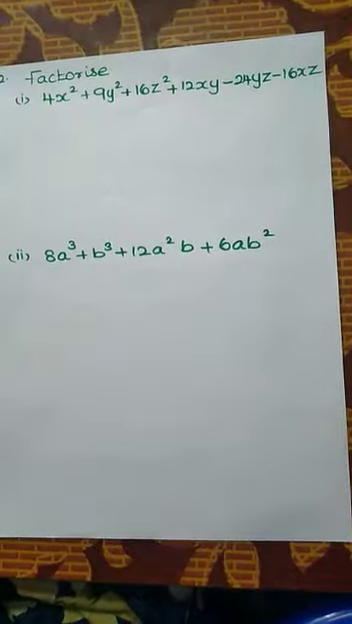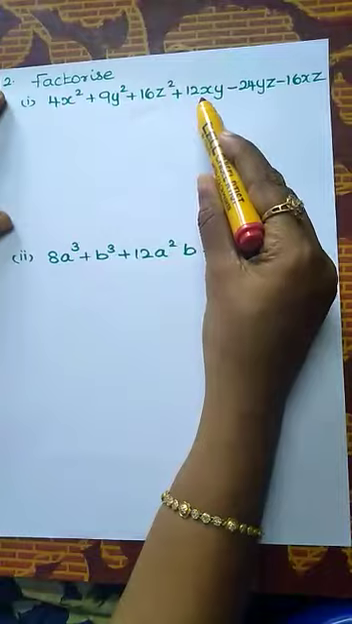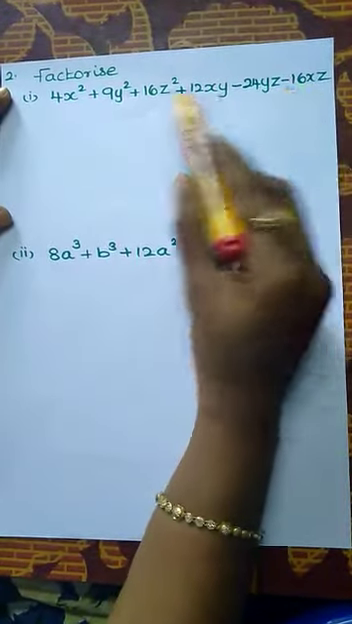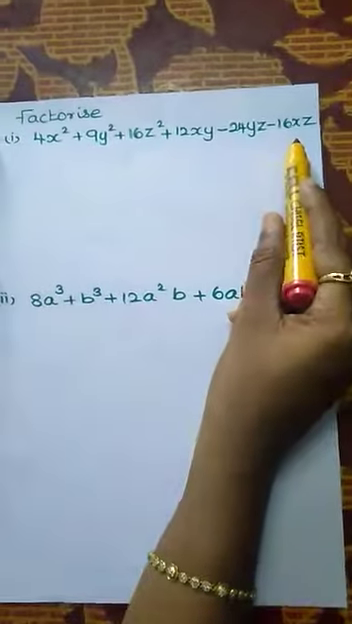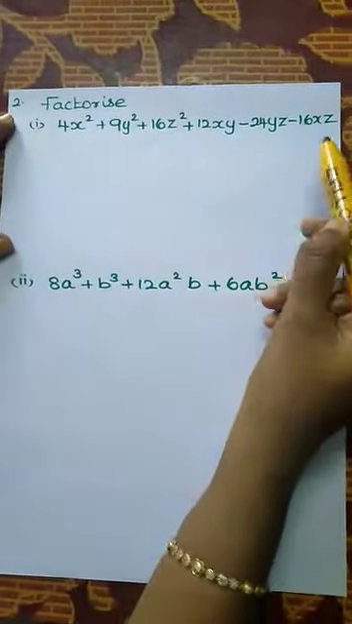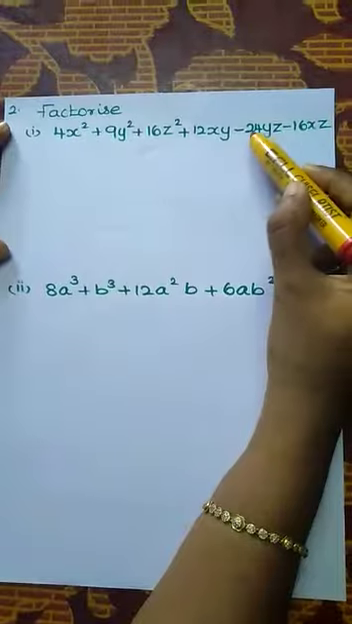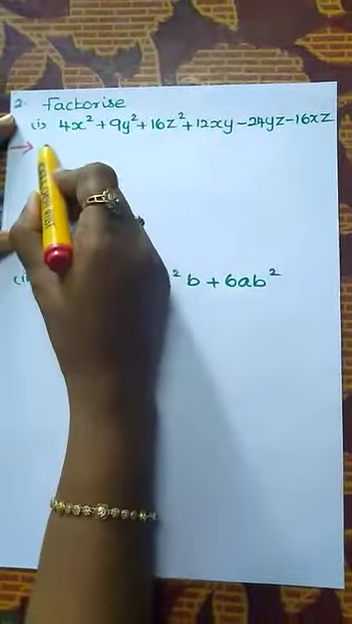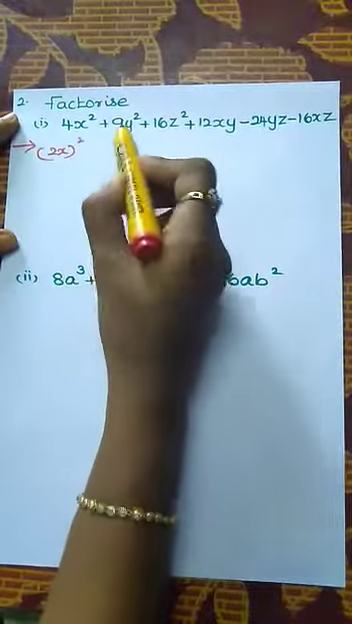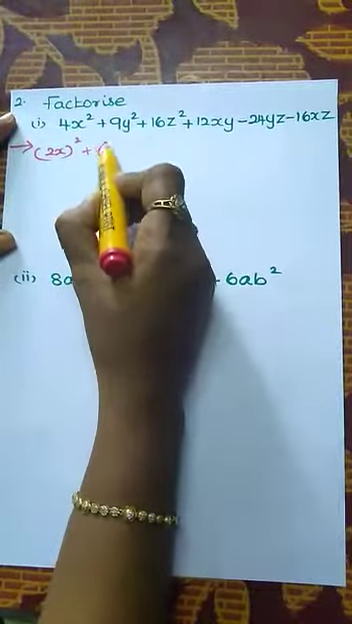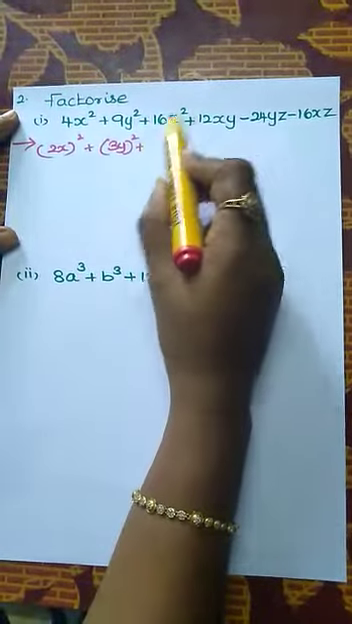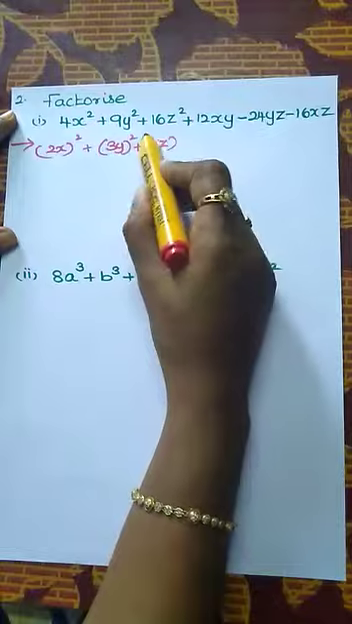factorize 4x square plus 9y square plus 16z square plus 12xy minus 24yz minus 16xz. This also looks like one identity, that is a plus b plus c the whole square. But here in some places minus is also given. So we first change the value 4x square as 2x the whole square. Next 9y square as 3y the whole square. 16z square also we have to write as a square term, that is 4z the whole square.